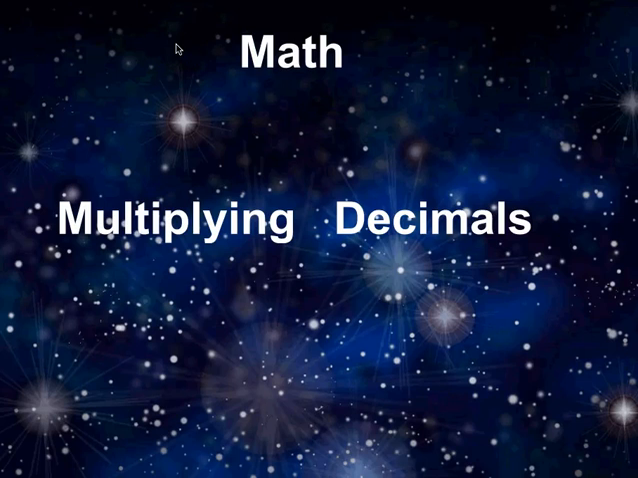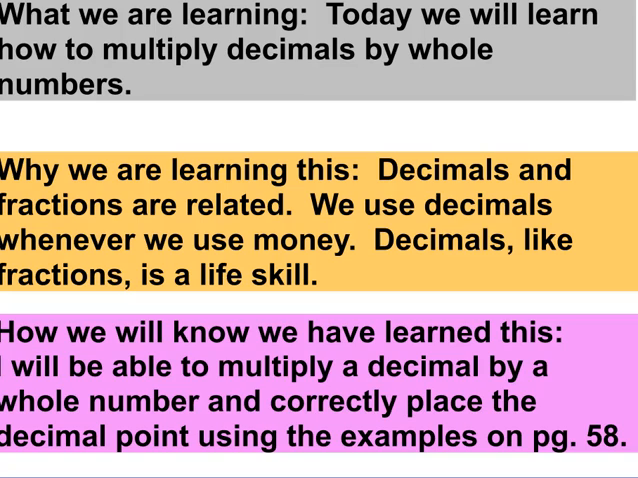Good morning. We're going to be continuing with the lesson on multiplying decimals. Yesterday we used the area model and we created grids and colored in the amount of squares that we needed to demonstrate the multiplication. Today we're going to be actually using the process of multiplication to find our answers. So here we go. What we are learning.